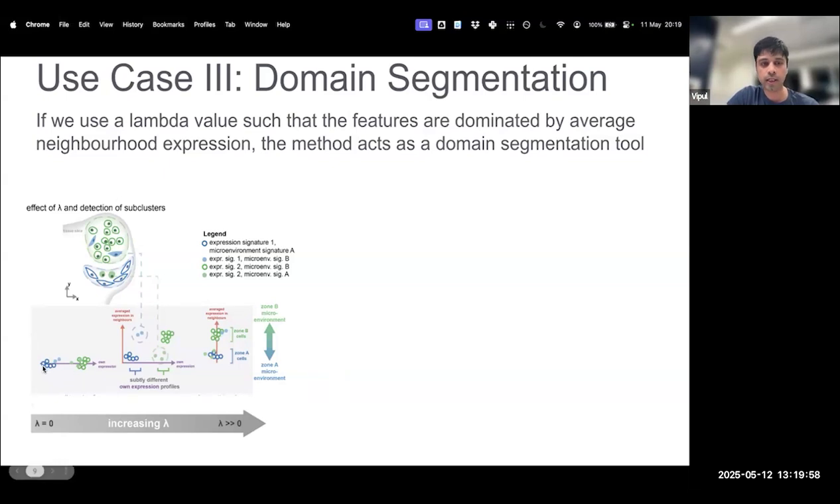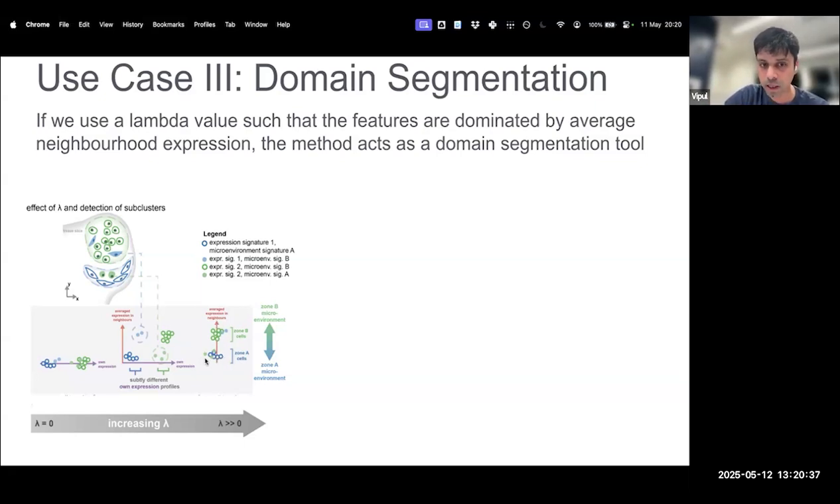And here the idea is that you have this parameter lambda. When lambda is 0, the average neighborhood expression part of the matrix gets weighted to be 0, and the own expression gets weighted to be 1. So it's like a purely non-spatial clustering method, right? Own expression space is where all the cells sit. When lambda is increased all the way to 1, the opposite happens. The own expression axis collapses, and the neighborhood expression axis is maximally large, right? So the neighborhood expression gets multiplied by 1, and the own expression gets multiplied by 0.